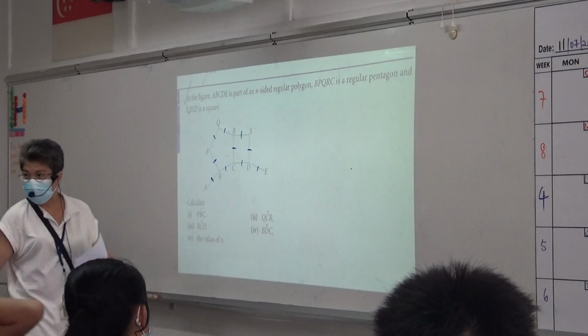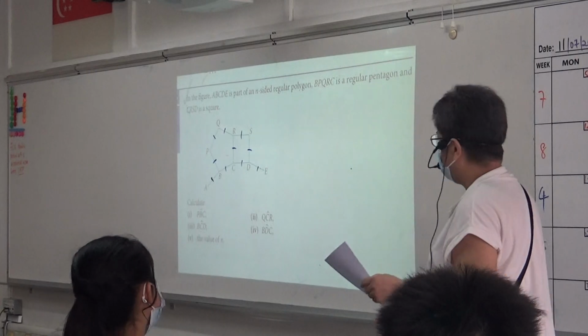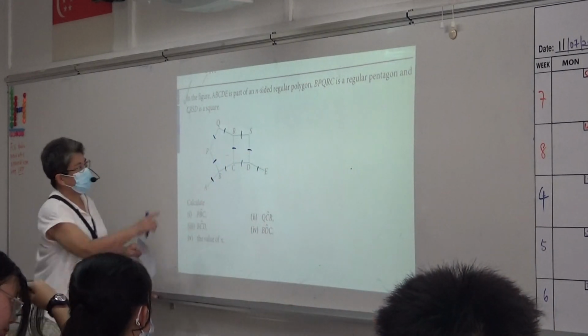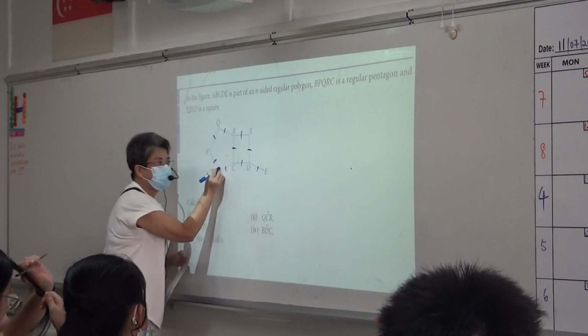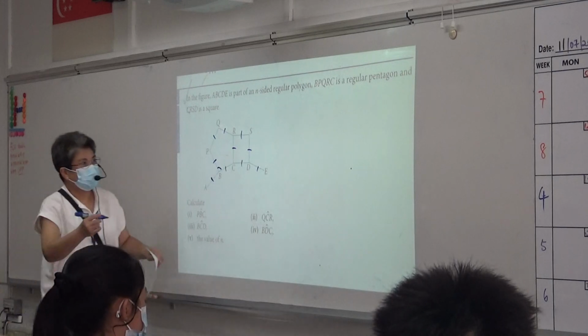Well, as the square. Agree? Yes or no, class? Yes, okay. Now let's take a look at the first question. Calculate angle PBC. PBC is this one, right? Correct.